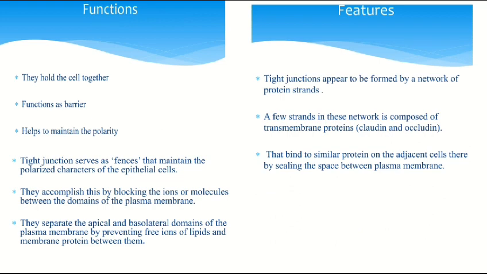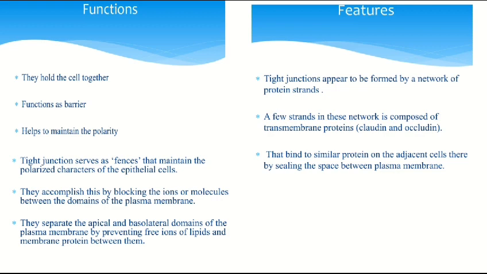Functions. They hold the cells together, function as a barrier, and help to maintain the polarity. Tight junctions serve as fences that maintain the polarized character of the epithelial cells. They accomplish this by blocking the movement of ions or molecules between the domains of the plasma membrane. They separate the apical and basolateral domains of the plasma membrane by preventing free diffusion of ions, lipids and membrane proteins between them.